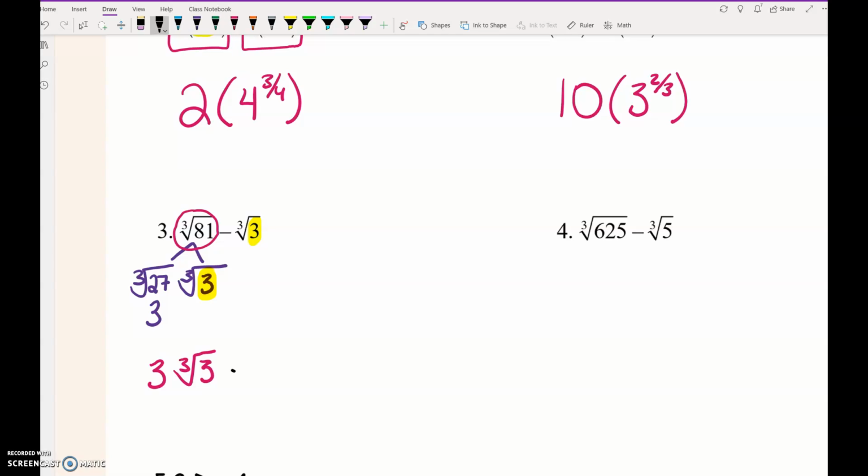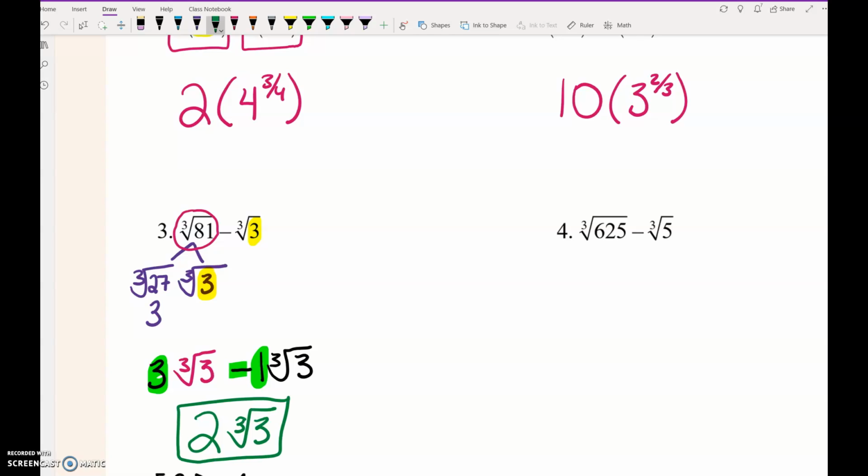And then we still have minus the cube root of 3. What number is in front of this second cube root of 3? A 1. So you get to do 3 minus 1. What is 3 minus 1? 2. 2 times the cube root of 3. I would like you to try number 4 on your own. Pause the video, try it on your own. You need to start by splitting up this cube root of 625, and then you can add or subtract them.